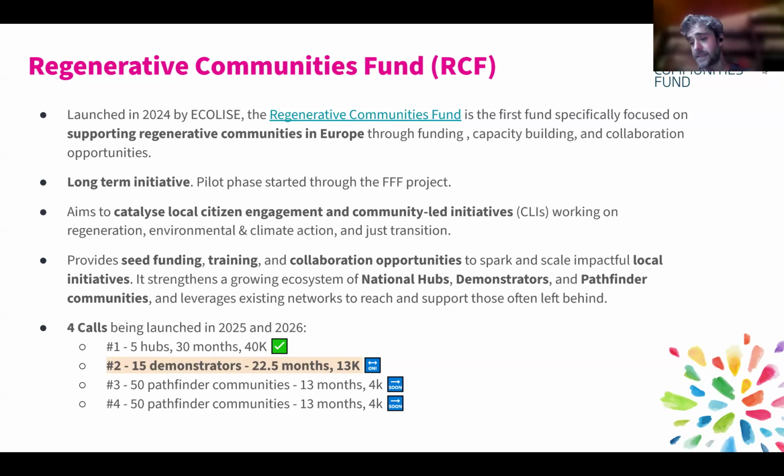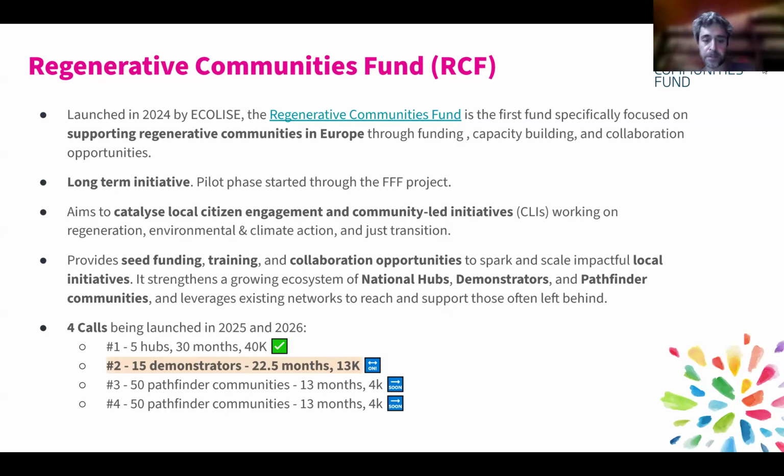And then the Pathfinder communities will be the third and the fourth call, that will happen at the end of 2025 and in mid-2026. The Pathfinder communities are community-led initiatives, but not necessarily place-based and not necessarily well-established. They may be community projects that are initiating and have less experience. So as you can see, these are the 4 calls under the first phase of the Regenerative Communities Fund.